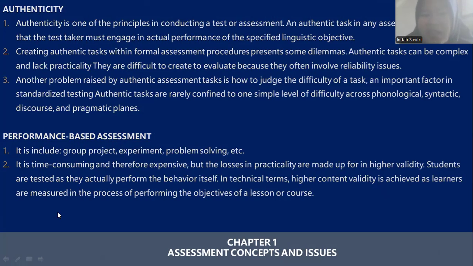Creating authentic tasks. Number 2. Creating authentic tasks within formal assessment procedures presents some dilemmas. Authentic tasks can be complex and lack practicality. They are difficult to create and evaluate because they often involve reliability issues.